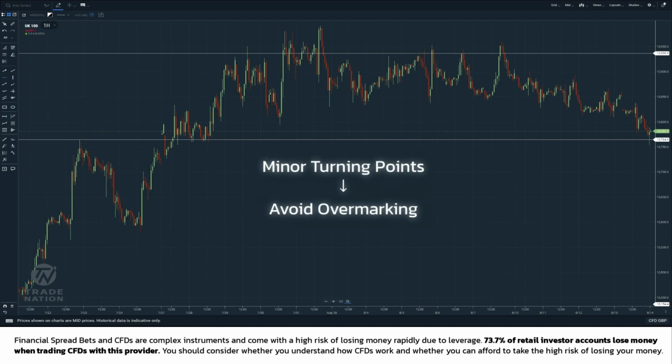Avoid filling the chart with a line at every minor turning point. Concentrate on the levels with the clearest price reactions and the greatest relevance to the current market.